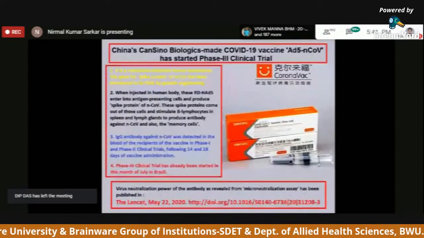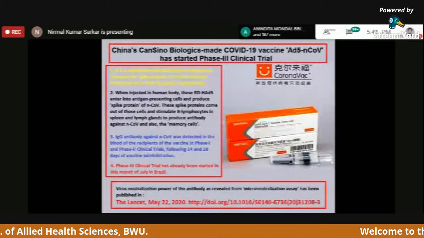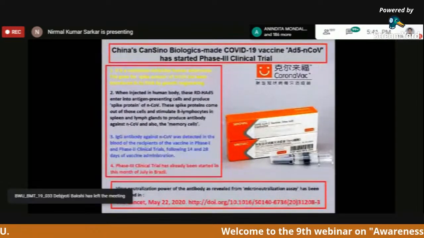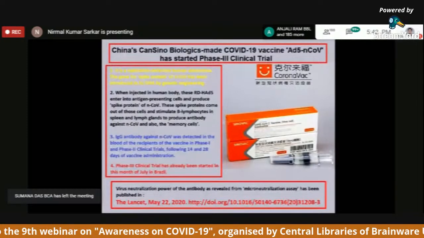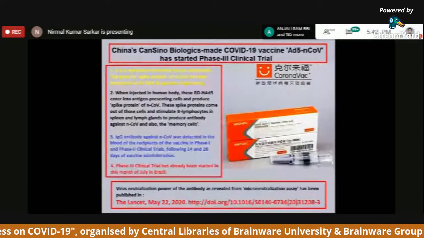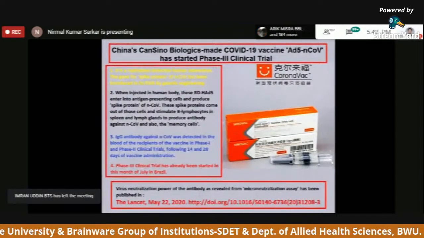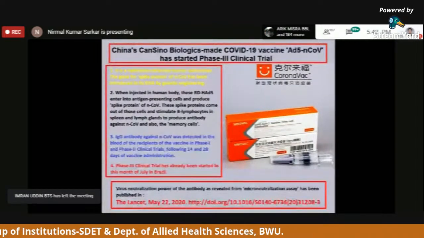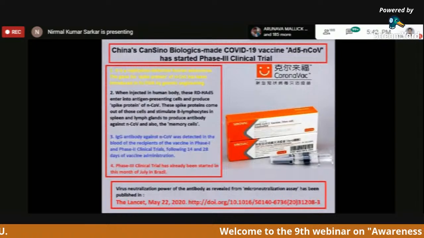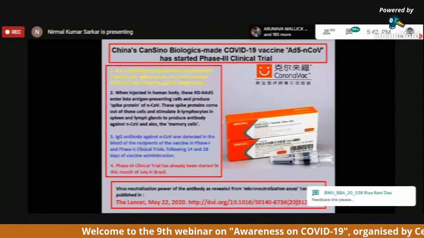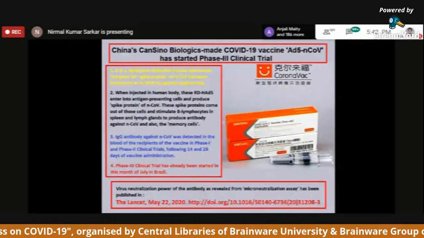China's CanSino Biologics prepared a vaccine called Ad5-nCoV. It is a replication defective human adenovirus that cannot multiply. The gene for spike protein of novel coronavirus has been introduced in its genome by genetic engineering. When injected in the human body, these replication defective or multiplication defective adenoviruses enter into antigen-presenting cells of the body and produce spike protein of novel coronavirus.